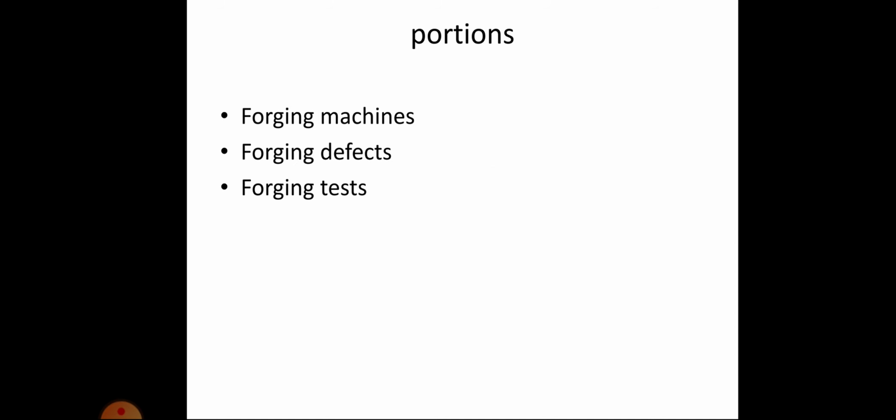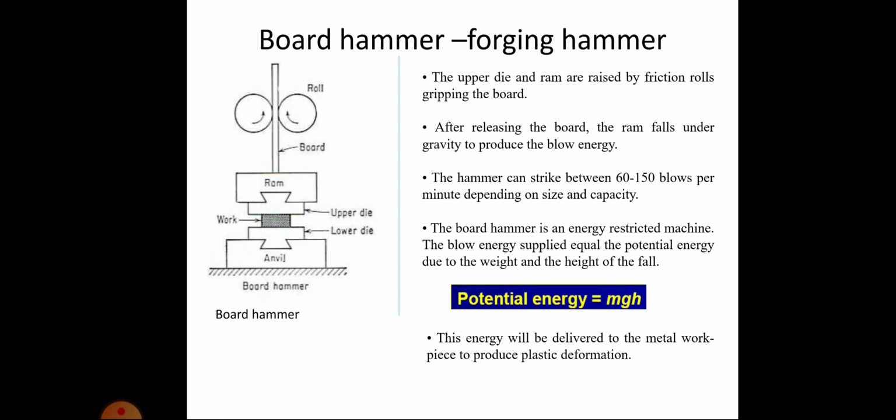In this video, we are covering the portions in our third module, that is forging machines, forging defects, and forging tests. First of all, forging machines. The first machine is the board hammer, that is our forging hammer. You can see the diagram.